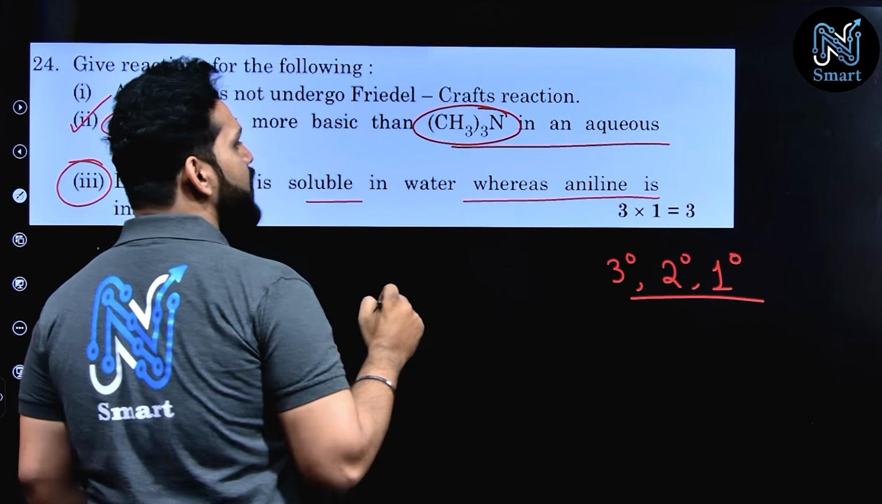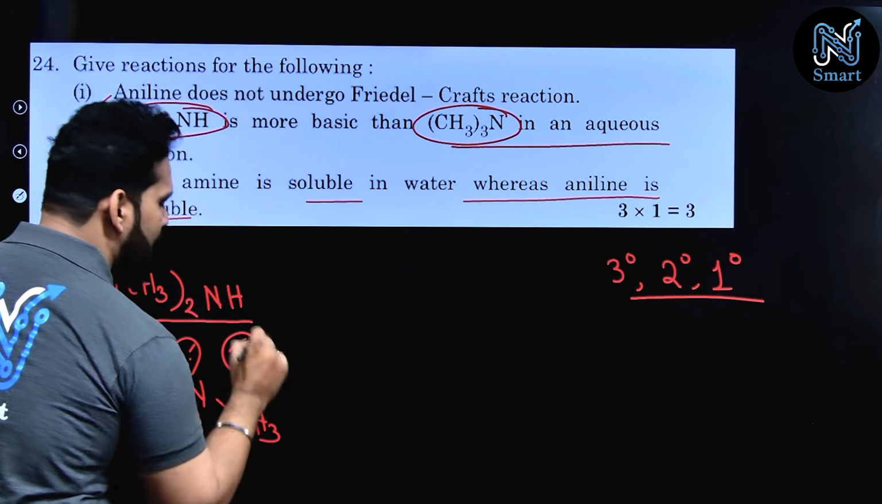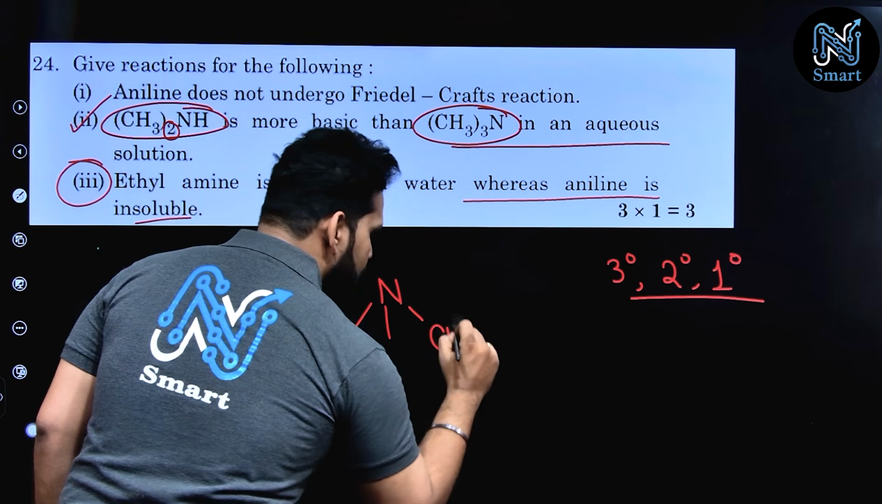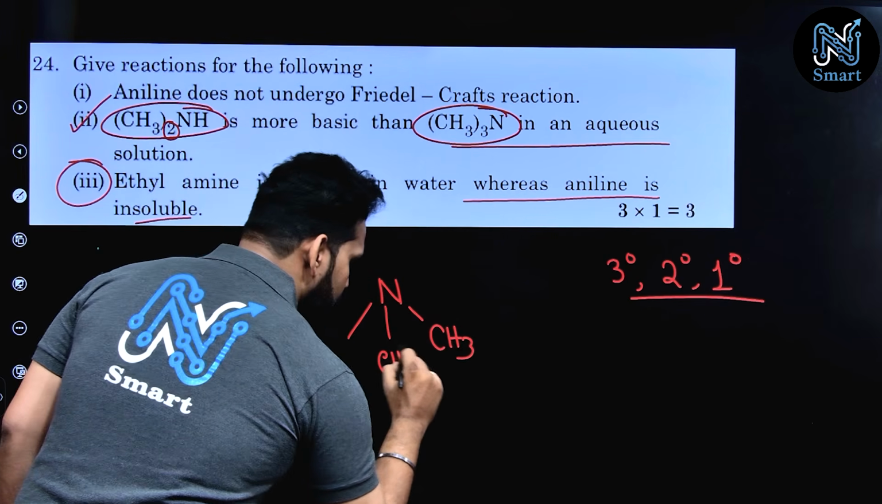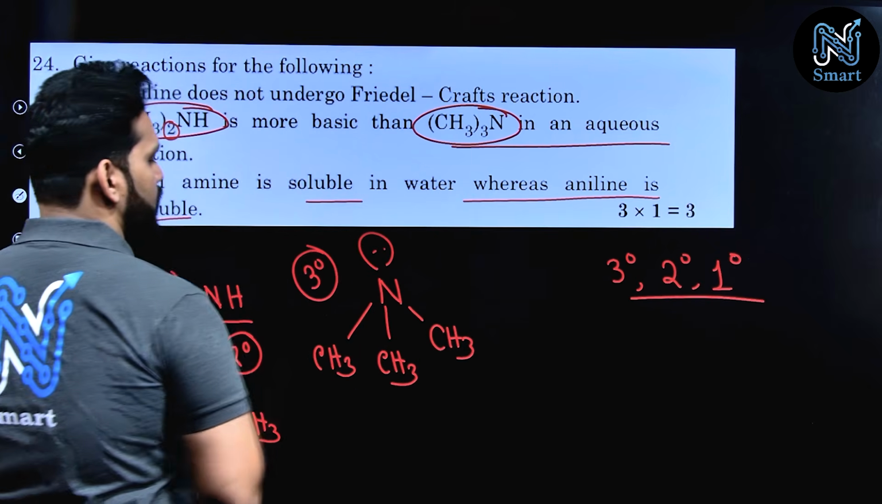Can you tell me what is the degree of this amine? This was your 2 degree amine, correct? What is the degree of that amine? Very good. All of you got it right. It is a 3 degree amine, correct? CH3, CH3, CH3. So that will be your 3 degree amine, right?